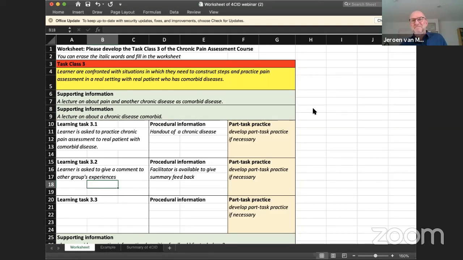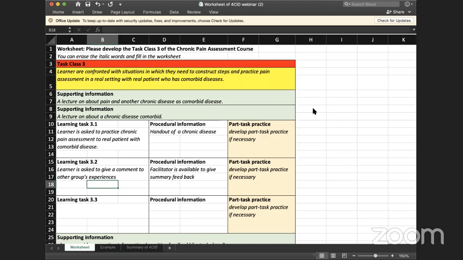Okay, thank you. And Jeroen, in this group, they provide a handout of chronic disease as procedural information. Could you please elaborate on how to distinguish this handout from the lecture about comorbidity? How can we make a handout be procedural information, not similar to the lecture?